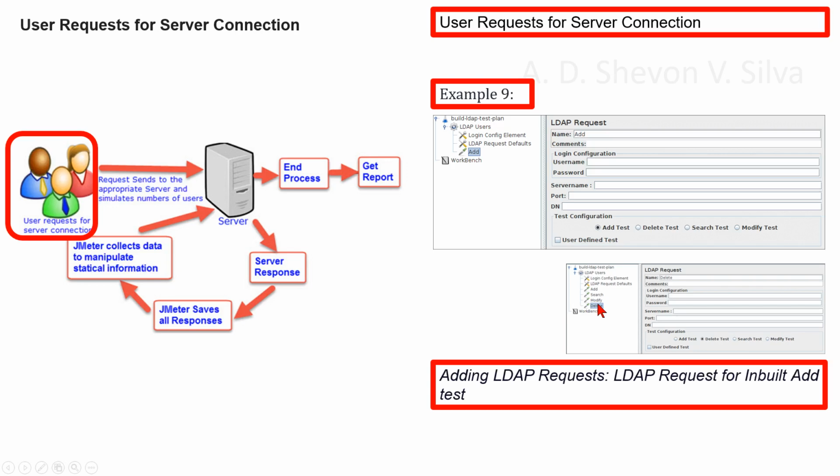Next, add the fourth LDAP request and edit the following properties. Here you can see the LDAP request for the inbuilt delete test. Rename this element to delete and select the delete test radio button in the test configuration group.